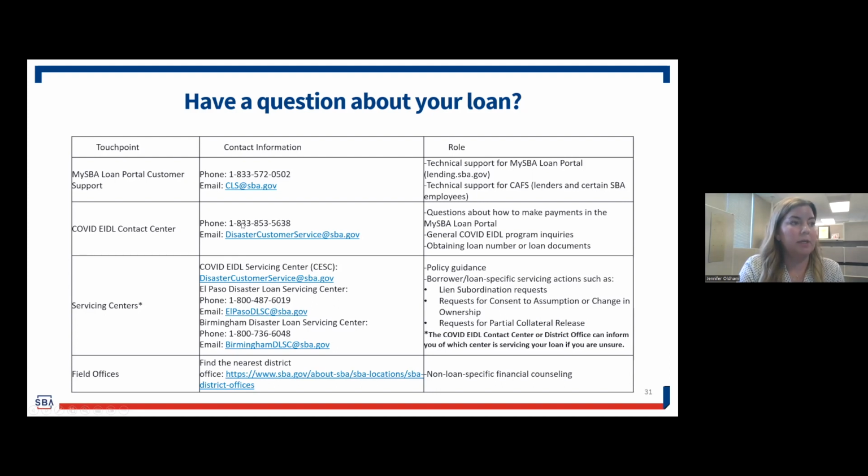It's 833-853-5638. And their email is real easy. It's disastercustomerservice@sba.gov. So we also, if you have other loans, they may possibly be with other servicing offices. You probably will not use those. If you have other loans and they're not disaster loans, they're probably through a bank lender, and you would actually contact your bank for those.